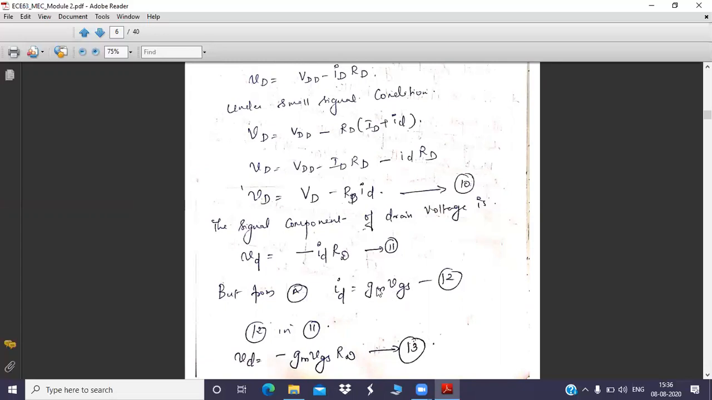How did you get this? Because earlier gm is ID by VGS. Earlier I told you transconductance is a ratio of ID and VGS. So I have just rearranged it, and ID becomes gm into VGS.